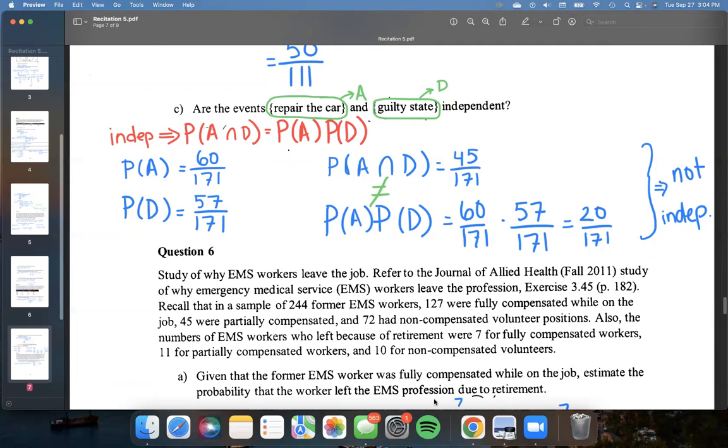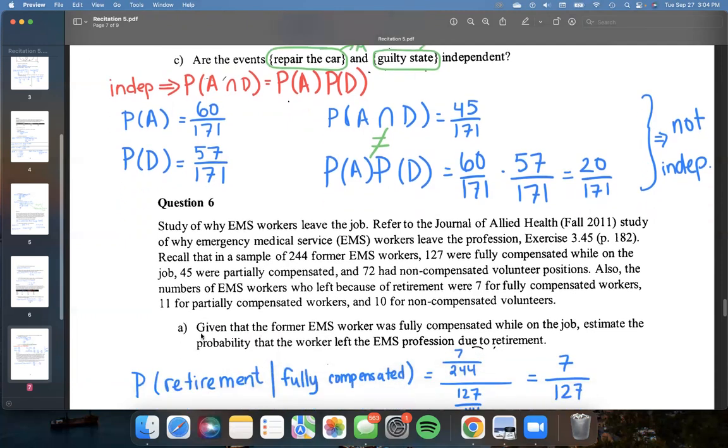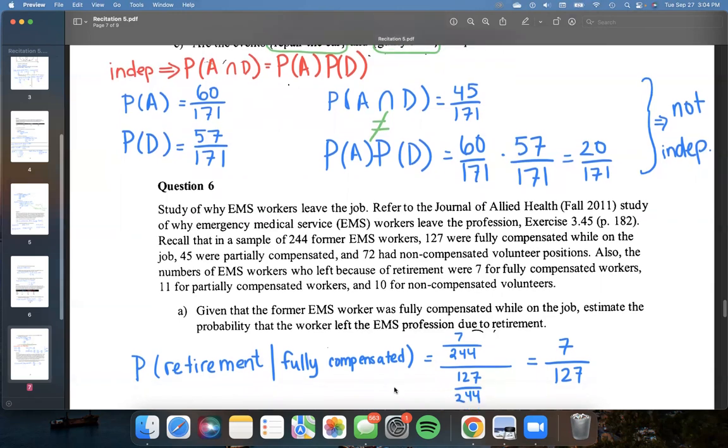So here we have a keyword, given, so I'm going to think to myself, it's probably going to be a conditional probability because we're given information. So we want to estimate the probability the worker left the profession due to retirement. So that's the probability of retirement, given that the former EMS worker was fully compensated while on the job. So we have probability of retirement given fully compensated.